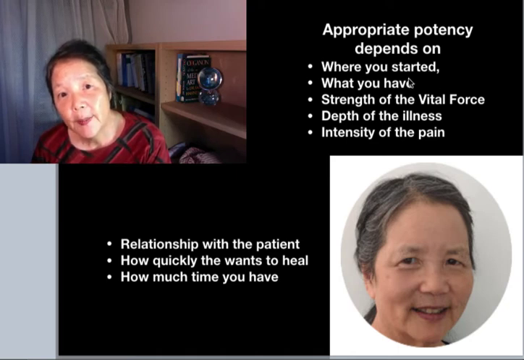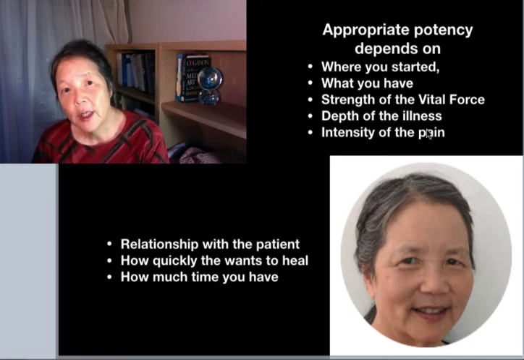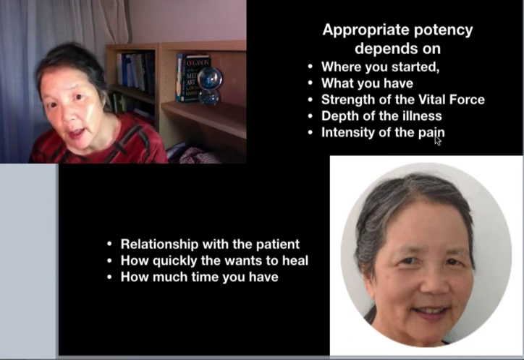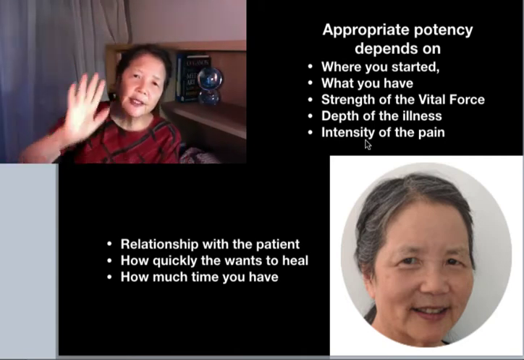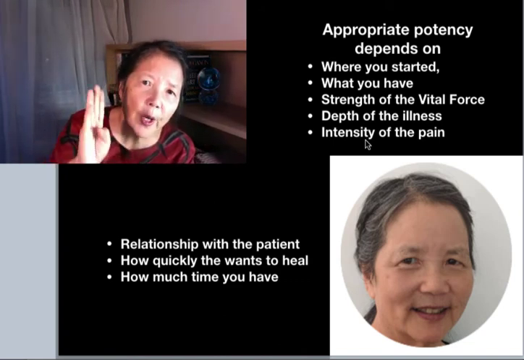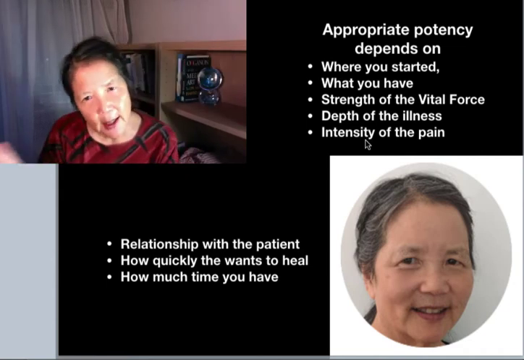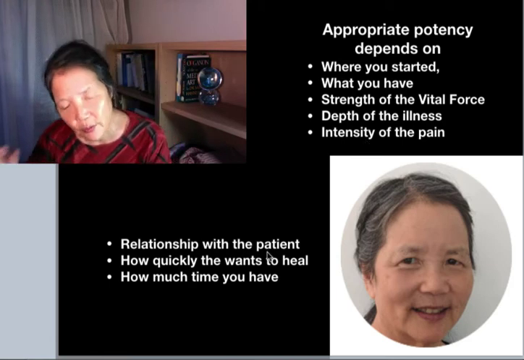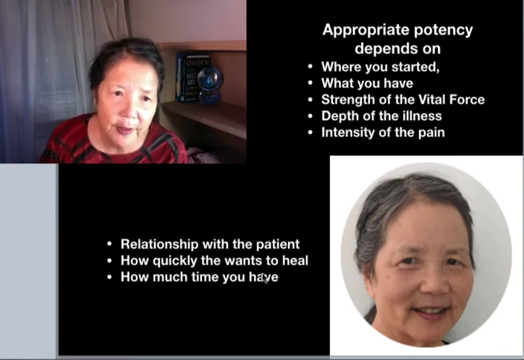Appropriate potency depends on where you started. What you have in your pharmacy, the strength of the vital force of the patient, the depth of the illness, the intensity of the pain. These are all going to change. And I think, instead of memorizing all these things, we're going to talk about individual remedies and individual situations where these kinds of issues are important to understand. It's not necessary for you to remember this list. I just want you to know what ballpark we're in when we're talking about this.